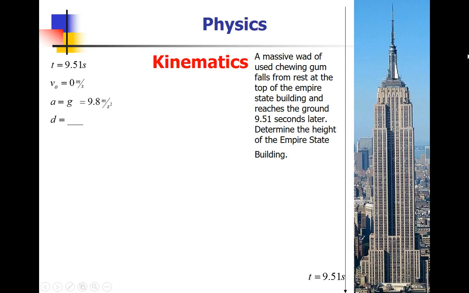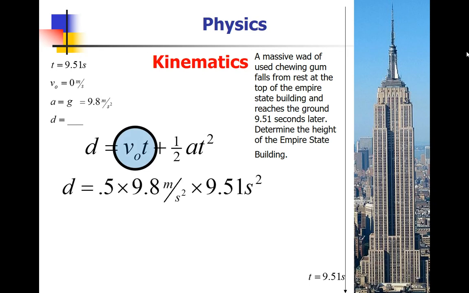I only have one equation that fits these givens. The law of falling bodies, d is v naught t plus 1/2 at squared. Ooh, but remember, my initial velocity is 0. And 0 times anything is 0. This is going to go away. D then is 1/2 at squared, or 0.5 times 9.8 times 9.51 squared. Careful, 9.51 is the only number you square. You don't square the whole thing, you only square the time.